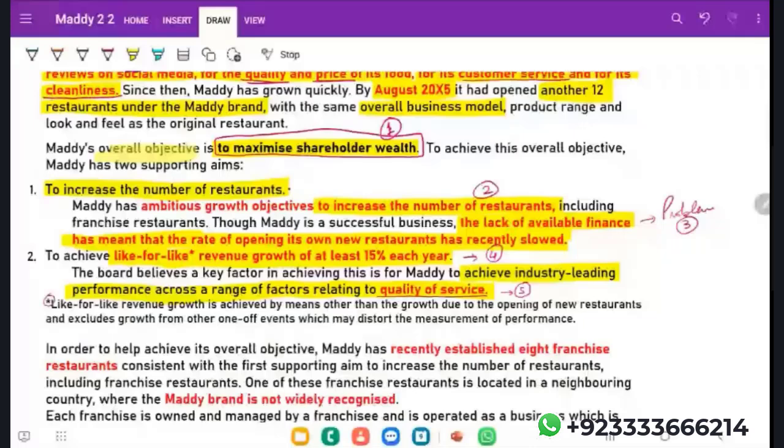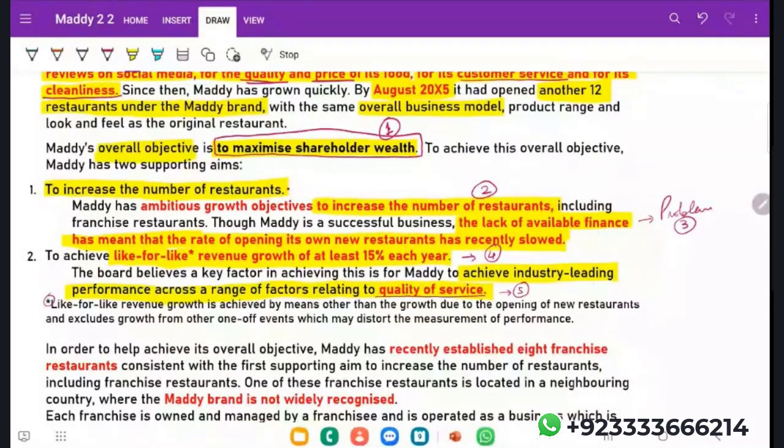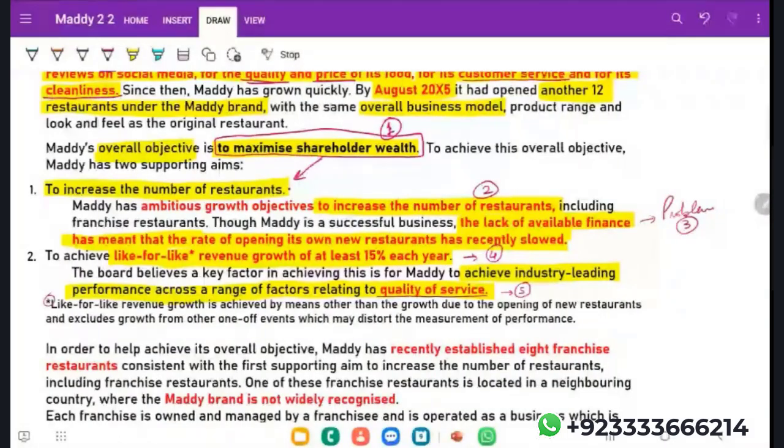What is the overall objective? Overall objective is to maximize shareholder value. And how are they supposed to do that? They will maximize the shareholder value by using all these things, right? So that's the overall objective.